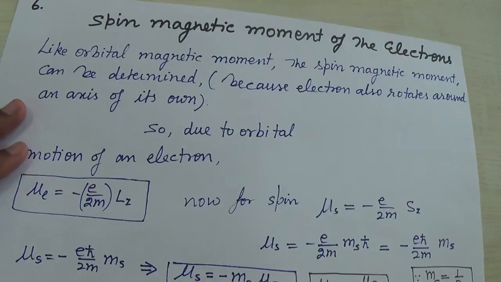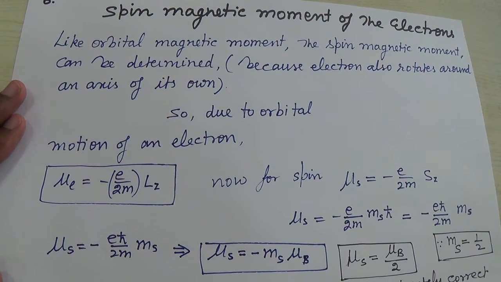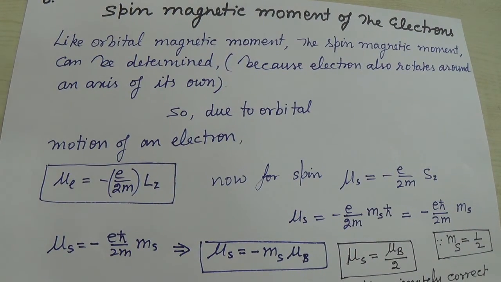So now, after making it clear that the orbital motion of the electron contributes to the magnetic dipole moment, the second part is the contribution of the spin angular momentum. That was the contribution of the orbital angular momentum because of the orbital motion. Now we know that the electron does not only revolve around the orbit, it also revolves on its own axis.